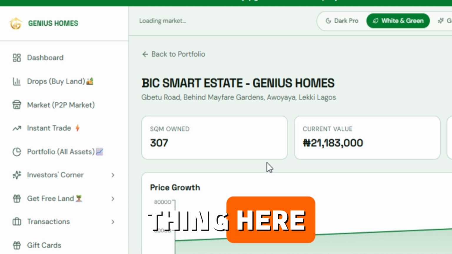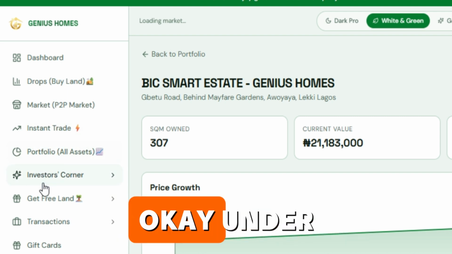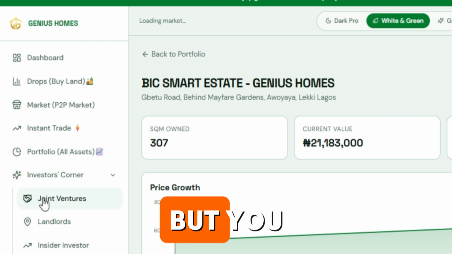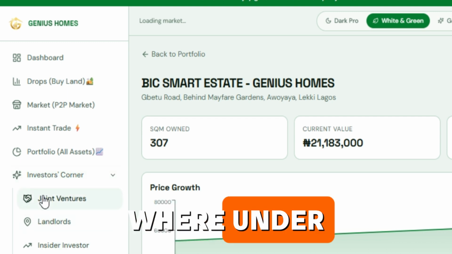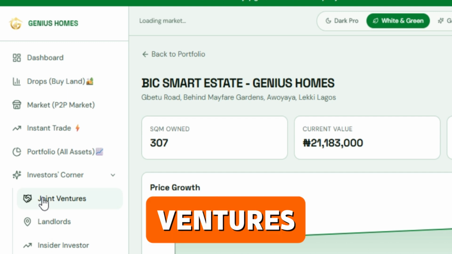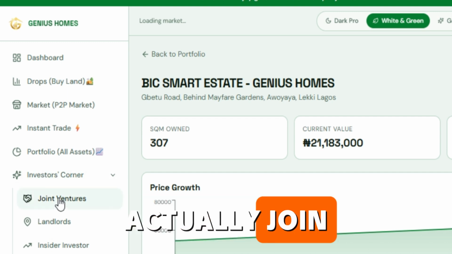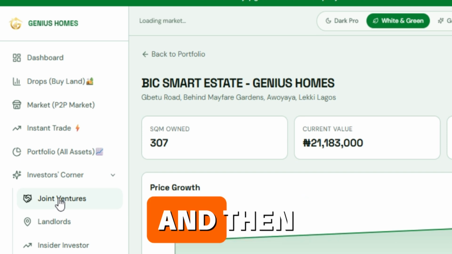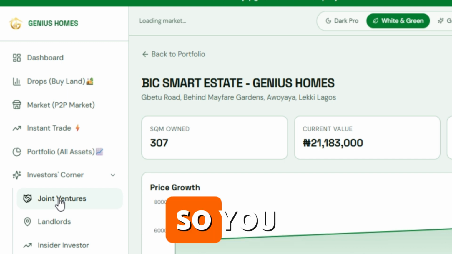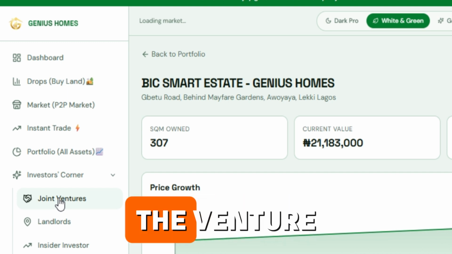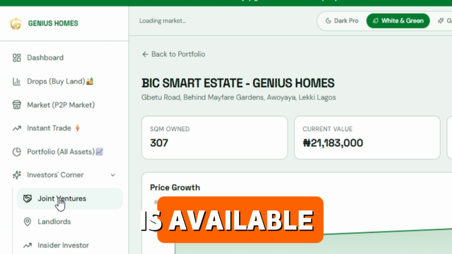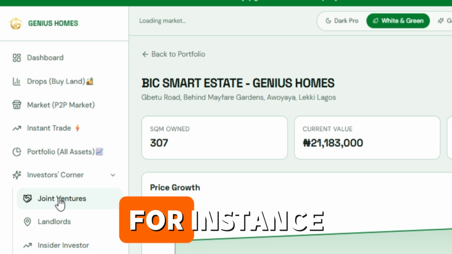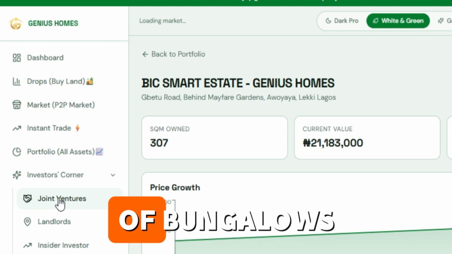Okay, so the next thing here is the insider investor. Under the investors corner, you see the insider investor, which is the third thing here, but you see there is a joint venture. This is where you are able to actually join other people. You see a venture and then you accept or join the venture. You either pay cash to join the venture depending on what the venture amount is. Let's assume the venture is about, for instance, they want to build 3 units of bungalows.